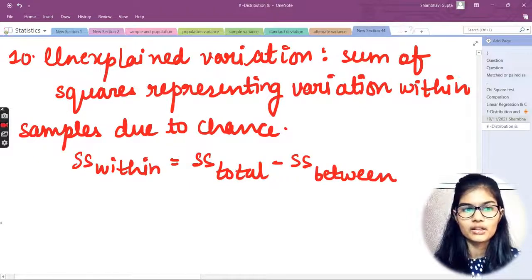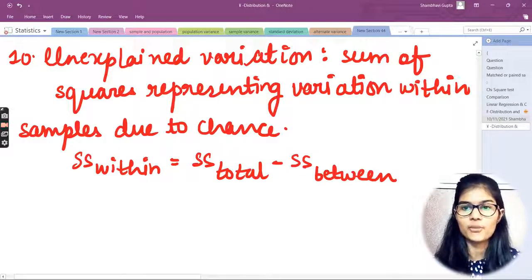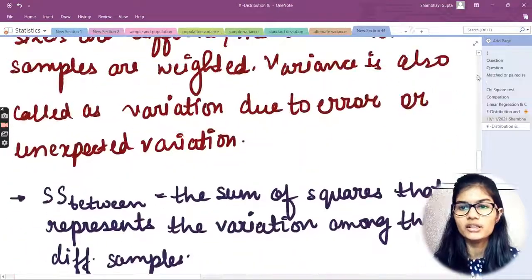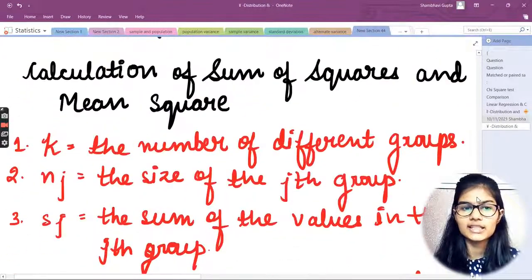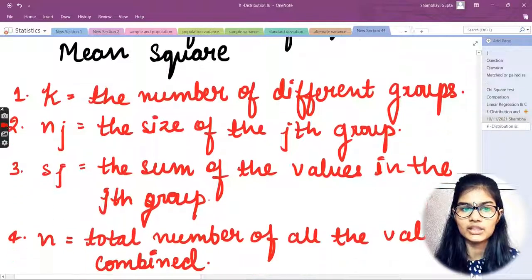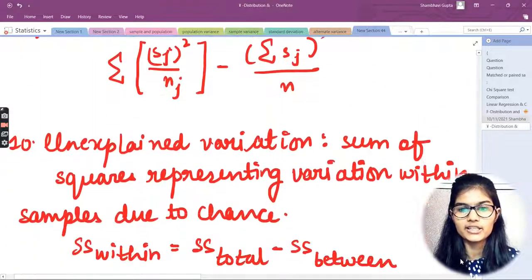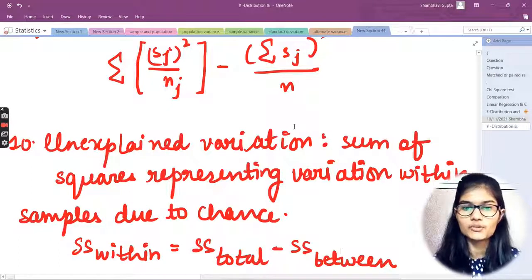Now we have some more things to be noted down, but right here I'm just going to stop at this place for this video. We have seen the different ways for the calculation of the sum of squares and the mean square. So these were the different ways that we have seen here. Hope you got the idea very clearly regarding how we will be able to do all of these things.